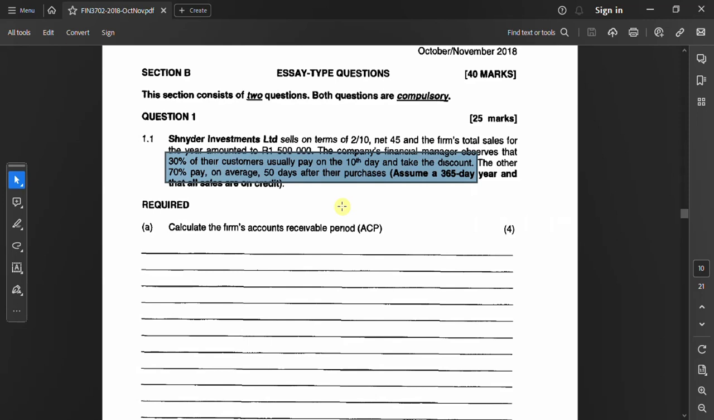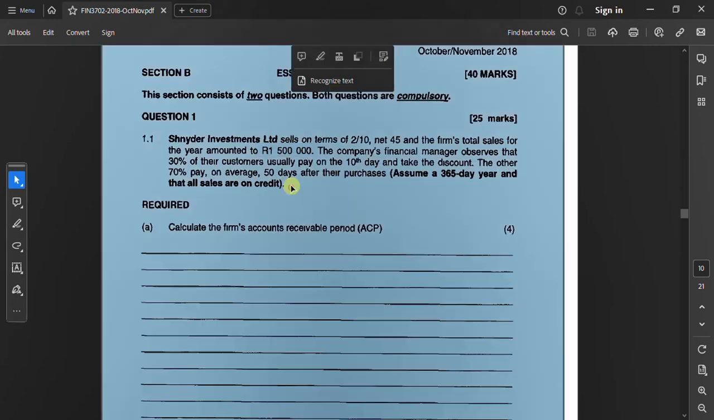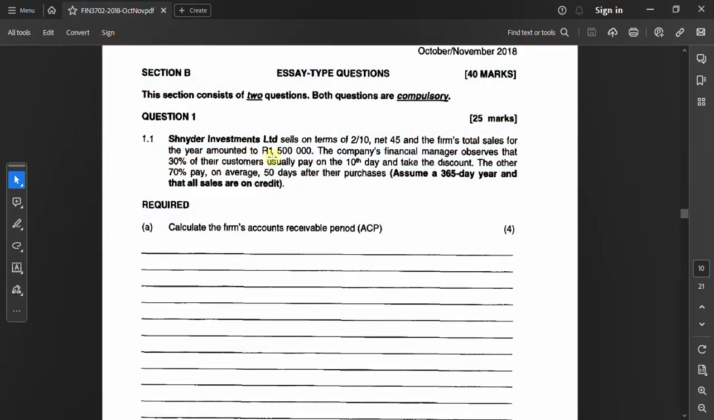The firm's total sales are 1.5 million. The financial manager observes that 30% of the customers usually pay on the 10th day and take the discount. Okay, so again, this is talking about the cost of giving up the discount. The other 70% pay on average 50 days after their purchases. All right, so they want you to calculate the firm's accounts receivable period. Okay, so let's think about this. Do you agree, if I'm looking at a percentage, 30% pay within 10 days, 70% pay within 50 days, this is like a debtor's age analysis, right?